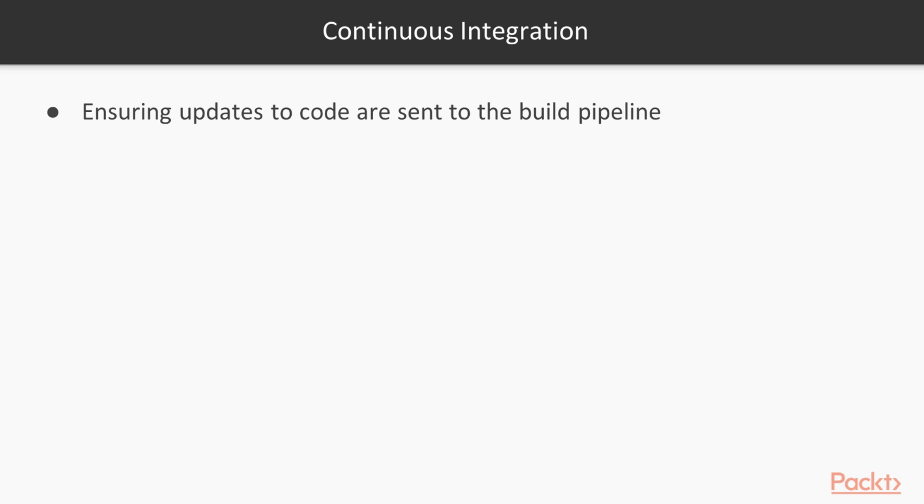So first is continuous integration. This is where you ensure that updates to your code from various development pipelines are sent to a central build pipeline for your application. Now, the most popular source code configuration tool is Git, and a lot of continuous integration tools such as Jenkins or even those on AWS have compatibility with the source code configuration tool, and Git is one of the most popular ones used in the development community.